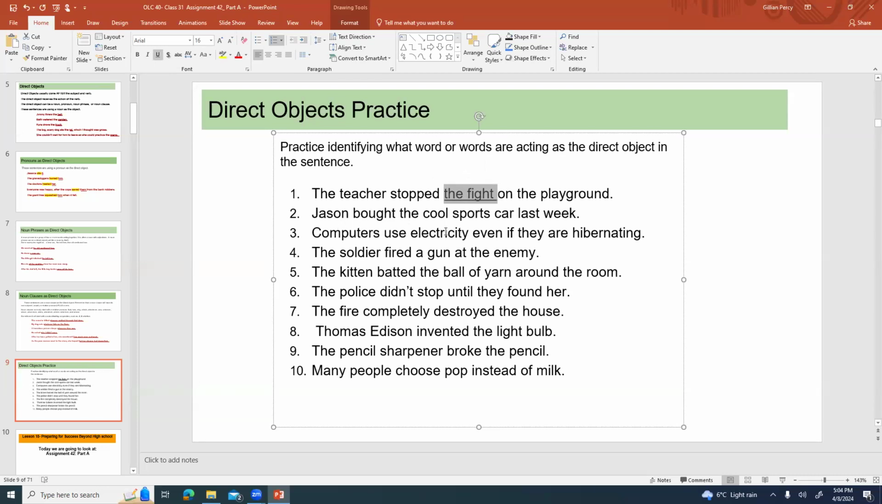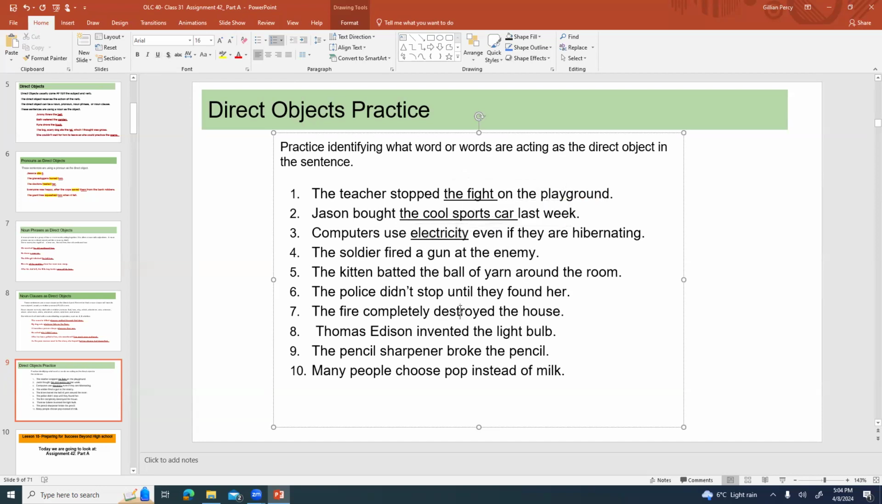Jason bought the cool sports car last week. What did he buy? He bought the cool sports car. So I was trying to grab the verb as well. All right, so there we go. Computers use electricity, even if they are hibernating. So uses is our verb. Electricity is our direct object.